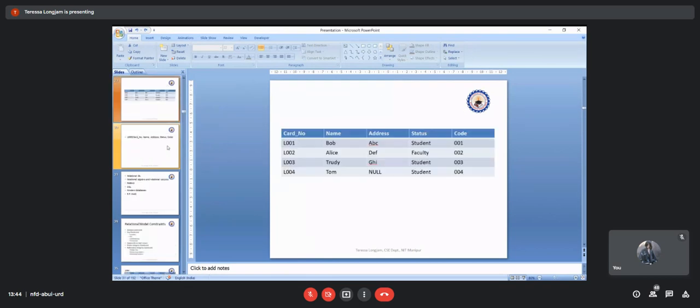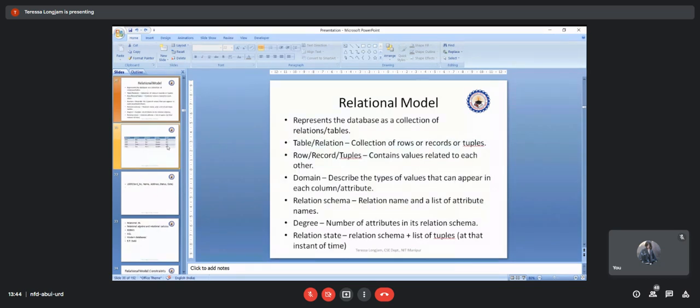I will just briefly tell you whatever we have learned in today's class. We know what the relational model is. It is a conceptual model which is used to represent the database. It is a collection of relations. When a database is represented by a relational model, it is going to be made up of one or more tables or relations. So it is used to represent the database as a collection of relations or tables.